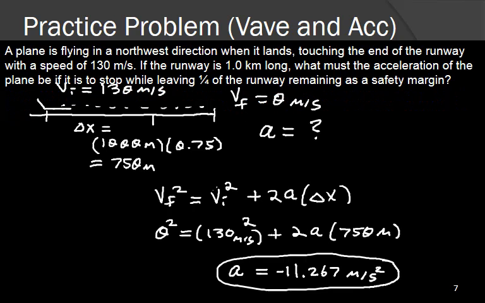All right, so you should get negative 11.267 meters per second squared for the acceleration. The final velocity should be 0. The initial is 130. And you only have 3/4 of the runway available, so we're dealing with 750 meters as our displacement.